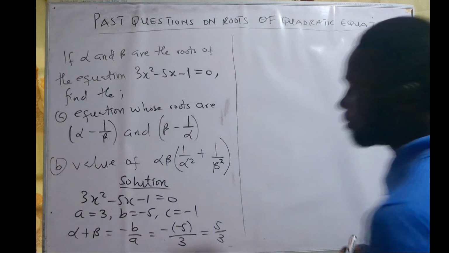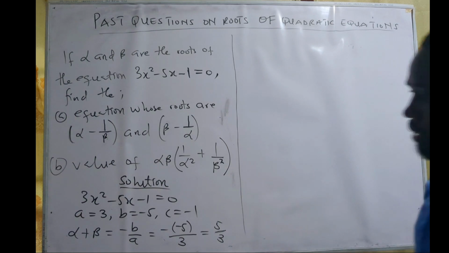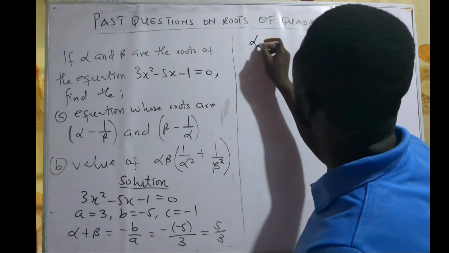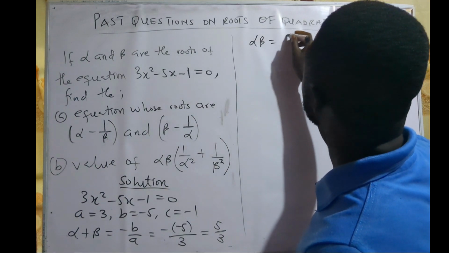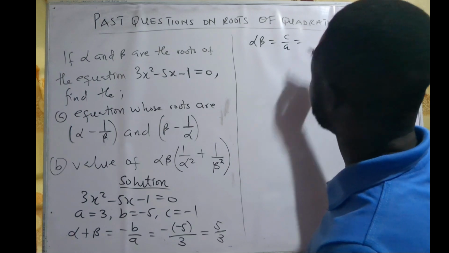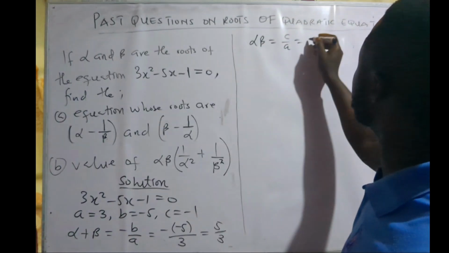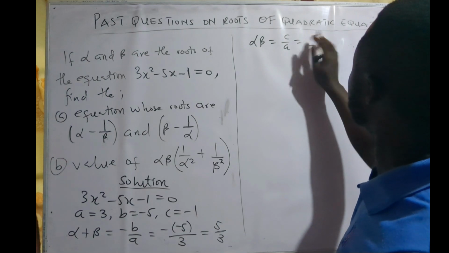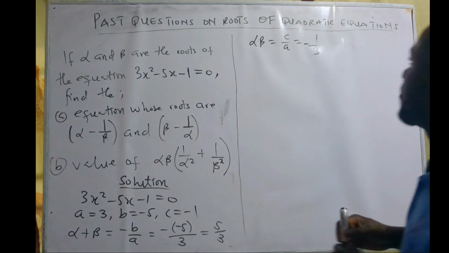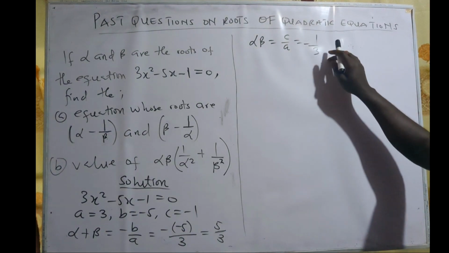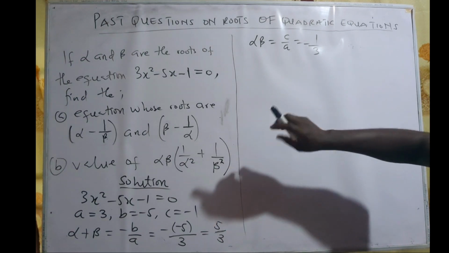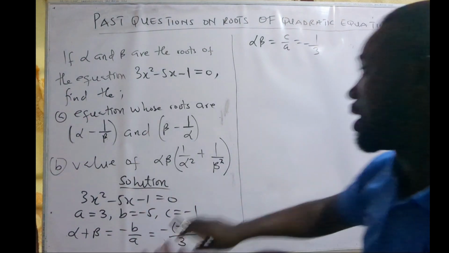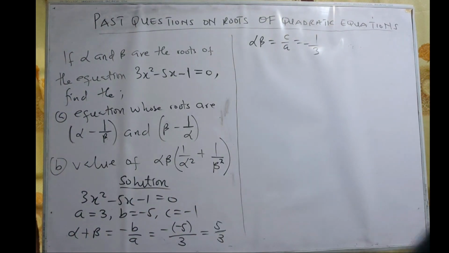Okay, then we come to the product. What is the product? Alpha beta is c on a. Okay, so what is our c? -1. What is our a? Our a is 3. So our alpha beta is -1 on 3. Alright, so this is what we have for alpha plus beta and then alpha beta.